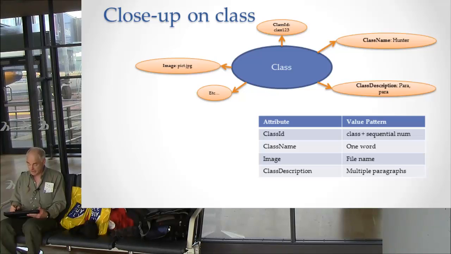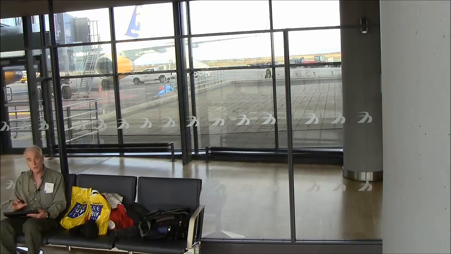Okay, and then there's the class name, which we just choose to say as one word. The image, which is a file name for some JPEG or whatever, that's a default image of the character. And then multiple paragraphs, that's the class description. Okay, so now we're focusing in on classes. And notice I've left out of here anything that's a relationship between classes and other things, because for the moment we're going to keep it simple. And now we're going to look at a piece of user interface that makes use of this model.